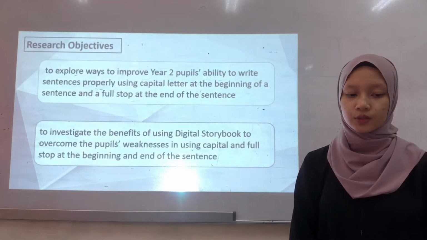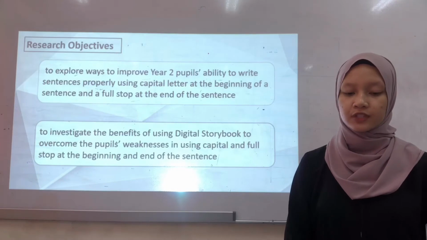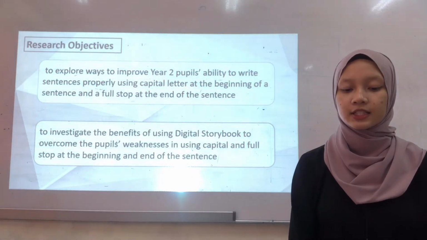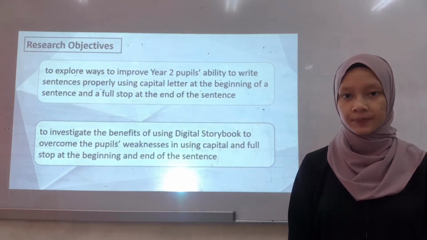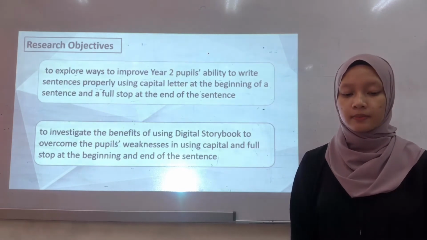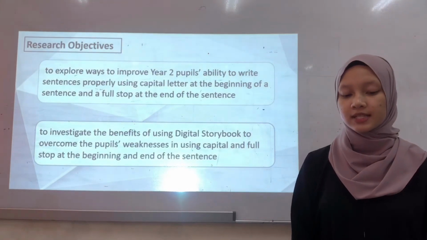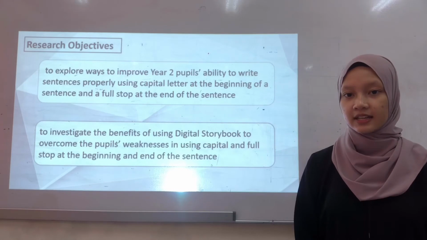There are two research objectives. First, to explore ways to improve Year 2 pupils' ability to write sentences properly using a capital letter at the beginning of a sentence and a full stop at the end of the sentence. The second one, to investigate the benefits of using digital storybook to overcome the pupils' weaknesses in using capital letter and full stop at the beginning and at the end of the sentence.